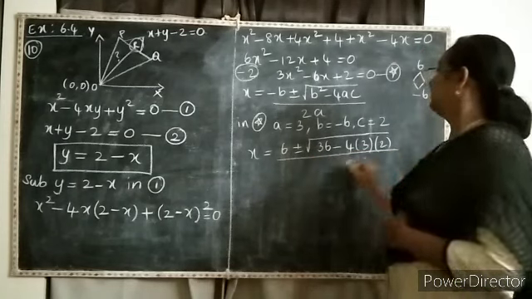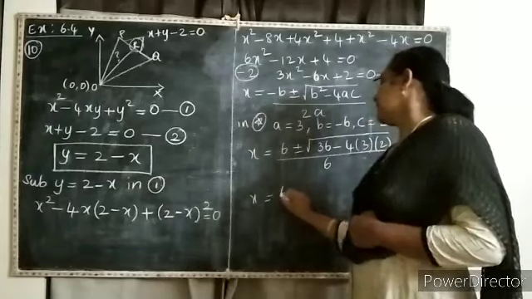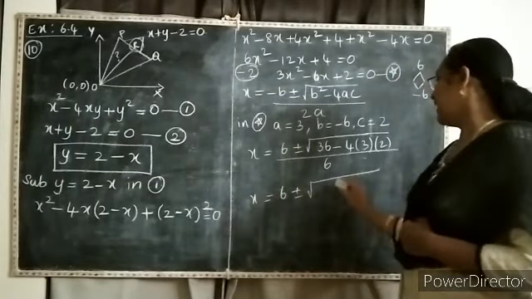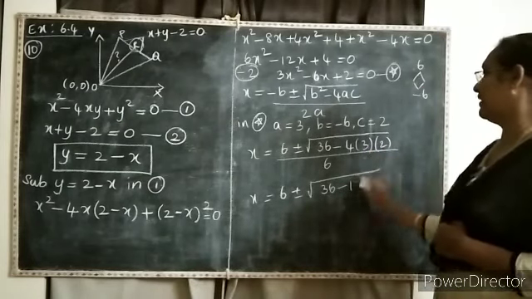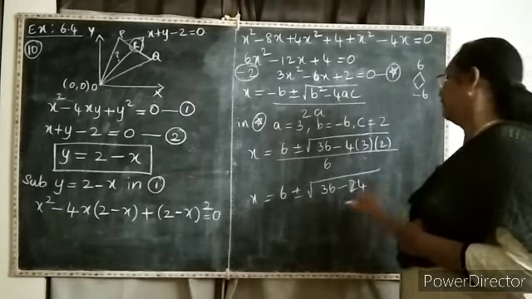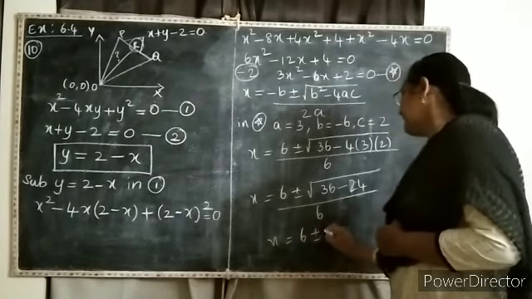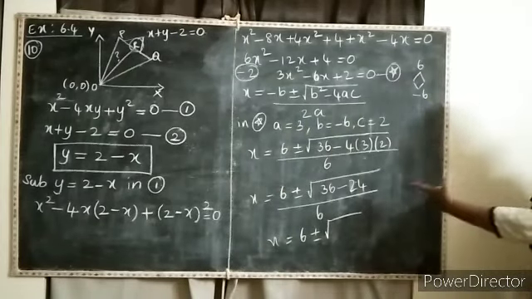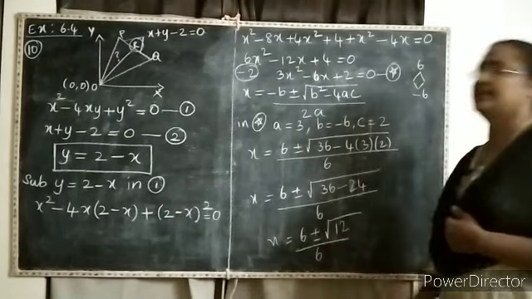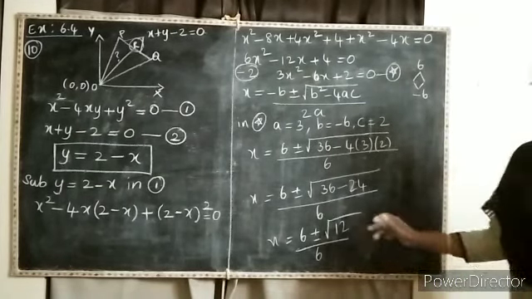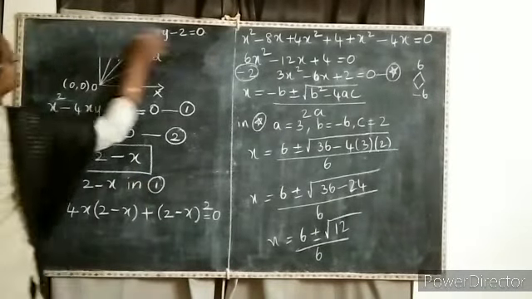The whole divided by 2 into a is again 6, isn't it? So now x is equal to 6 plus or minus square root of 36 minus 2, 4 3s are 12, 12 into 2 is 24, whole divided by 6. So x is equal to 6 plus or minus square root of 36 minus 12 will give you square root of 12 divided by 6. Now these are very simple calculations. You can try it on also without seeing my notes.